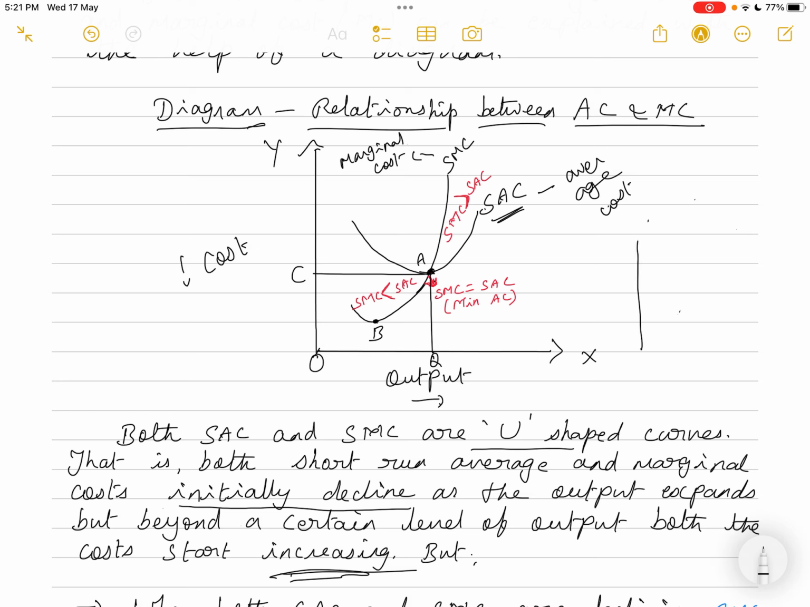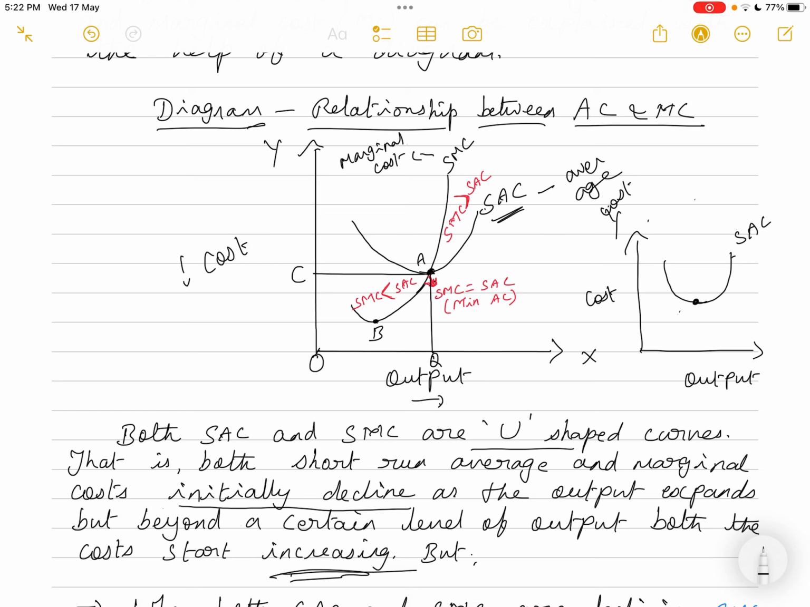If you want, I will draw again. The shape of the average cost and marginal cost: here output is on the x-axis, and on the y-axis we are representing the cost. Normally this will be the shape of average cost, a proper U-shaped curve. So this is SAC, short run average cost. Now this is the minimum point of average cost. It reaches the minimum point and then it starts increasing.